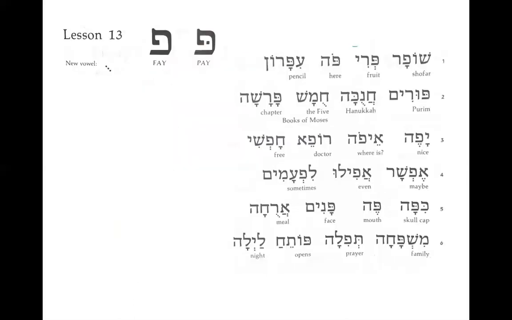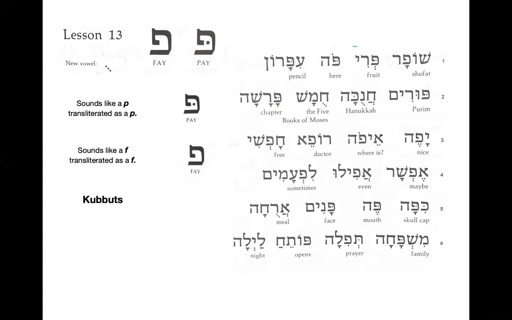Lesson 13, we have the letters pay and fay and a new vowel. So let's look at pay. Pay has a dagesh, so it has a hard sound, P. Sounds like a P and is transliterated with a P. Fay has no dagesh, so it's the soft sound. Sounds like an F and is transliterated with an F. Our new vowel is called kubutz. The kubutz makes a sound like oo in zoo, and you transliterate it with a U.